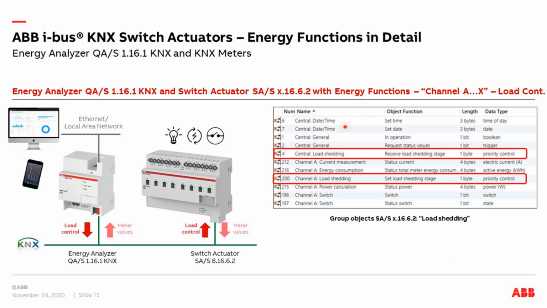Good, and then you will see here the objects. We have one central object for the complete device. Here it receives the shedding stage with the priority object. And then per channel, like here channel A, we can also change the shedding stage via a 1 byte telegram.